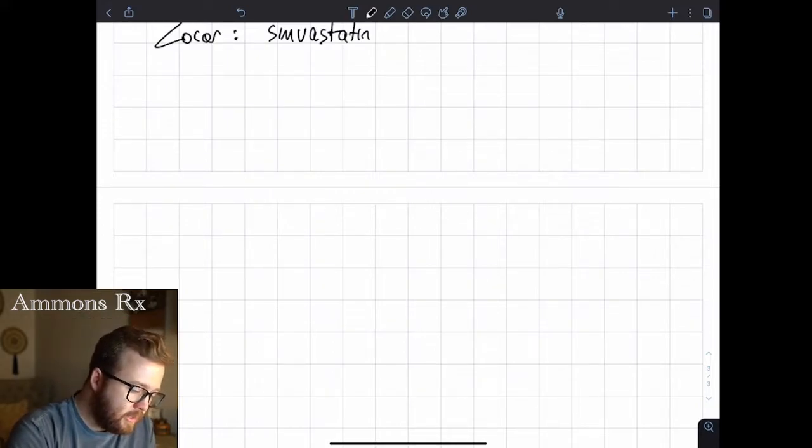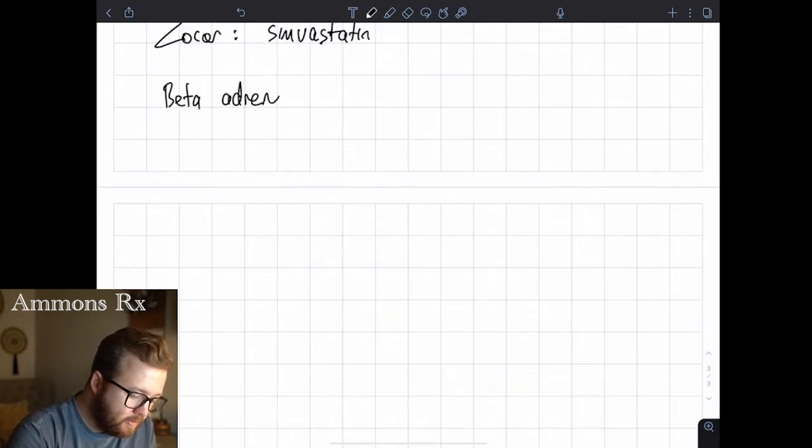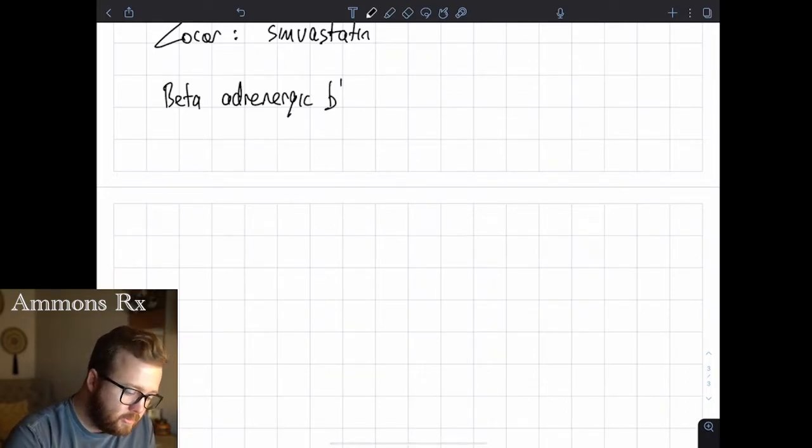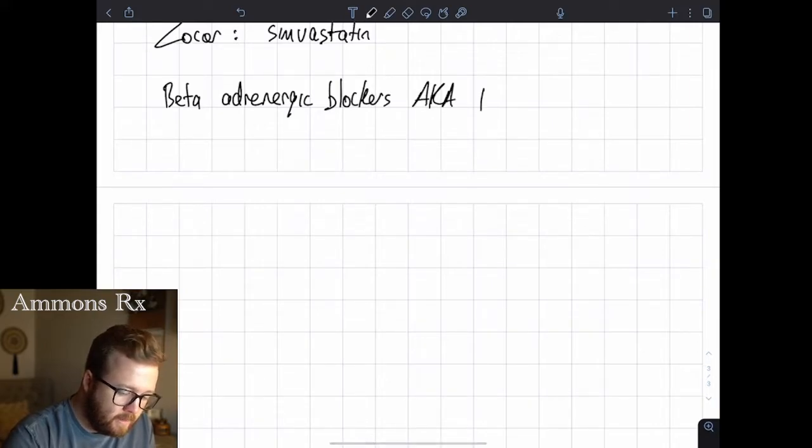So the beta adrenergic receptor blockers, aka beta blockers.